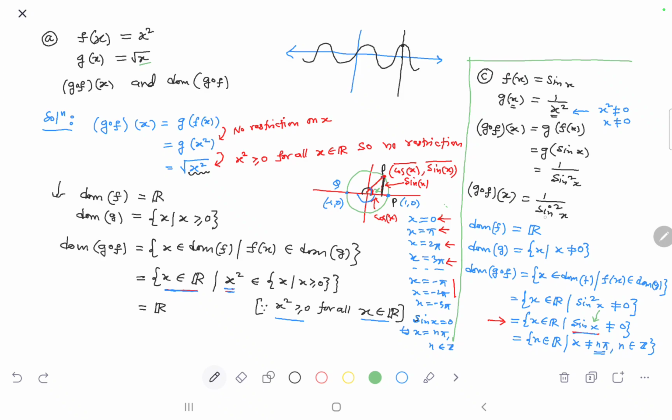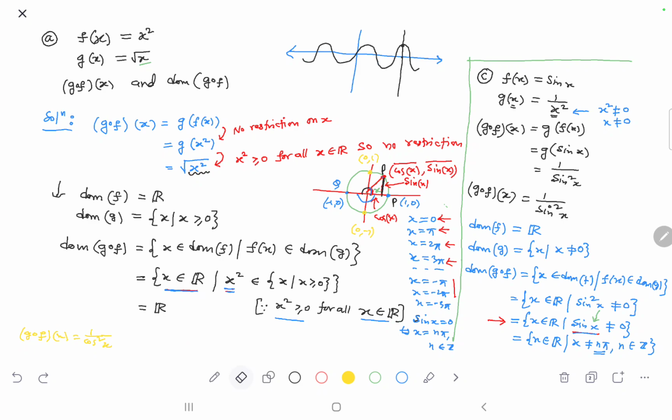Now see, instead of giving sine, if I put here cosine x, then what happens? Where does cosine become 0? This place and this place, right? Because this has coordinate 0 comma 1, this has coordinate 0 comma minus 1. So if we get this formula g, then g composition f of x will be 1 over cosine square x, right?